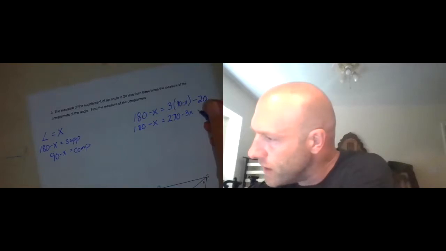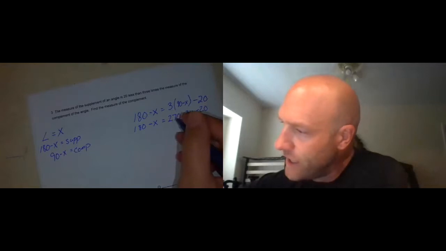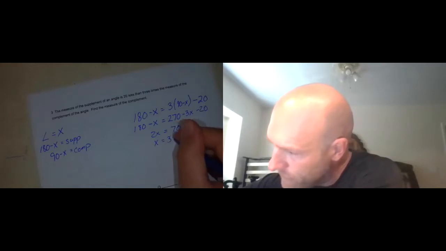So just distributing that 3 in this case, let's subtract 180, I get 90. Also subtract that 20 and I get 70. We'll add that 3x to both sides and I'll get 2x. I'll get that x equals 35 degrees.